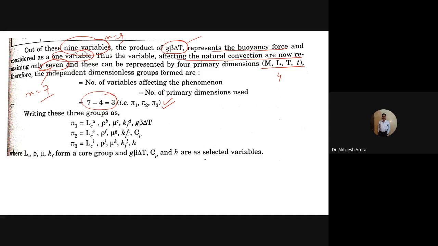So we have chosen repeating variables as characteristic length, density, viscosity, and thermal conductivity. And this is the first non-repeating parameter, this is the second non-repeating parameter, and this is the third non-repeating parameter, and these are the 3 pi terms which we can define. Once again, it's quite simple here. As we have done in case of forced convection, here also we can write the dimensions of the pi terms on the left side as well as the right side and calculate the values of the exponents. For the first pi term, the values of the exponents are: a is equal to 3, b is equal to 2, c is equal to -2, and d is equal to 0.